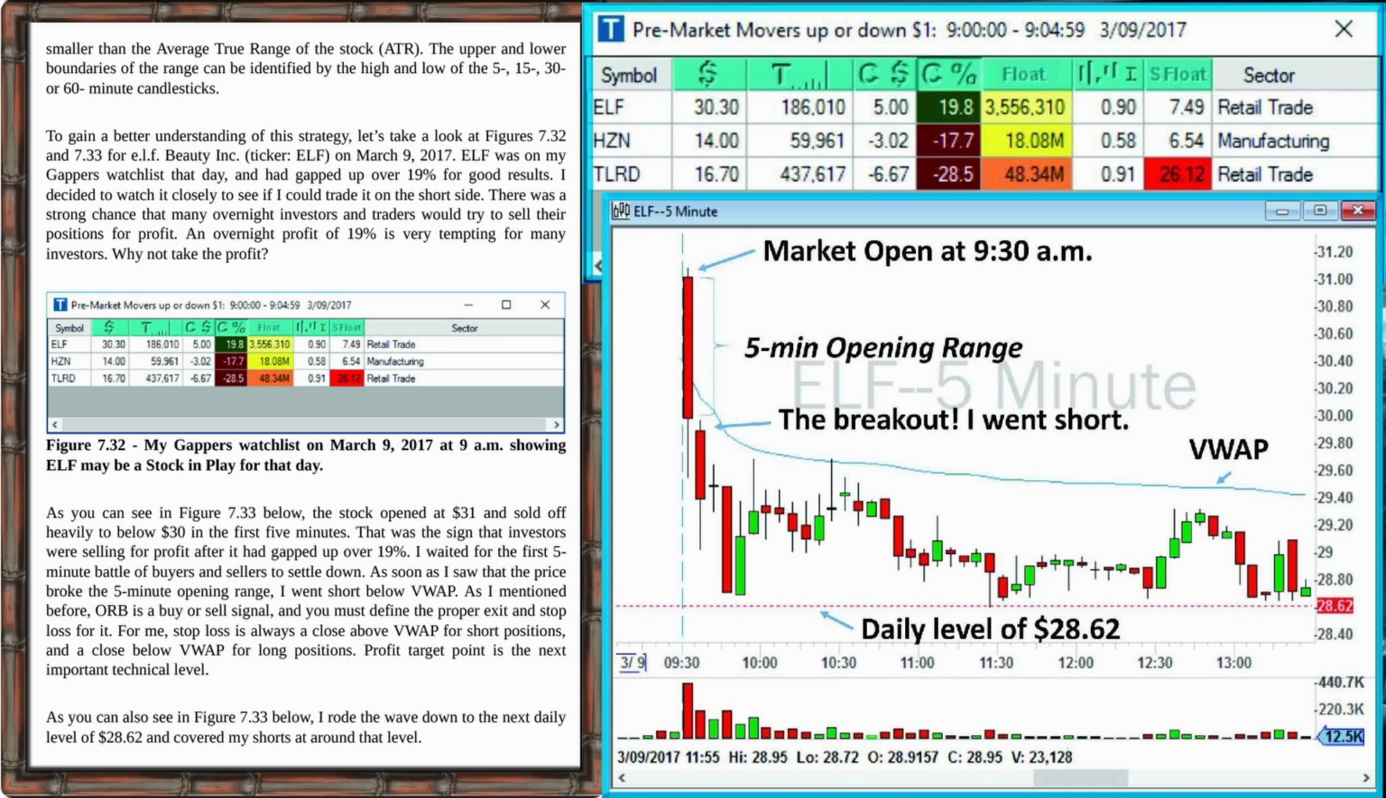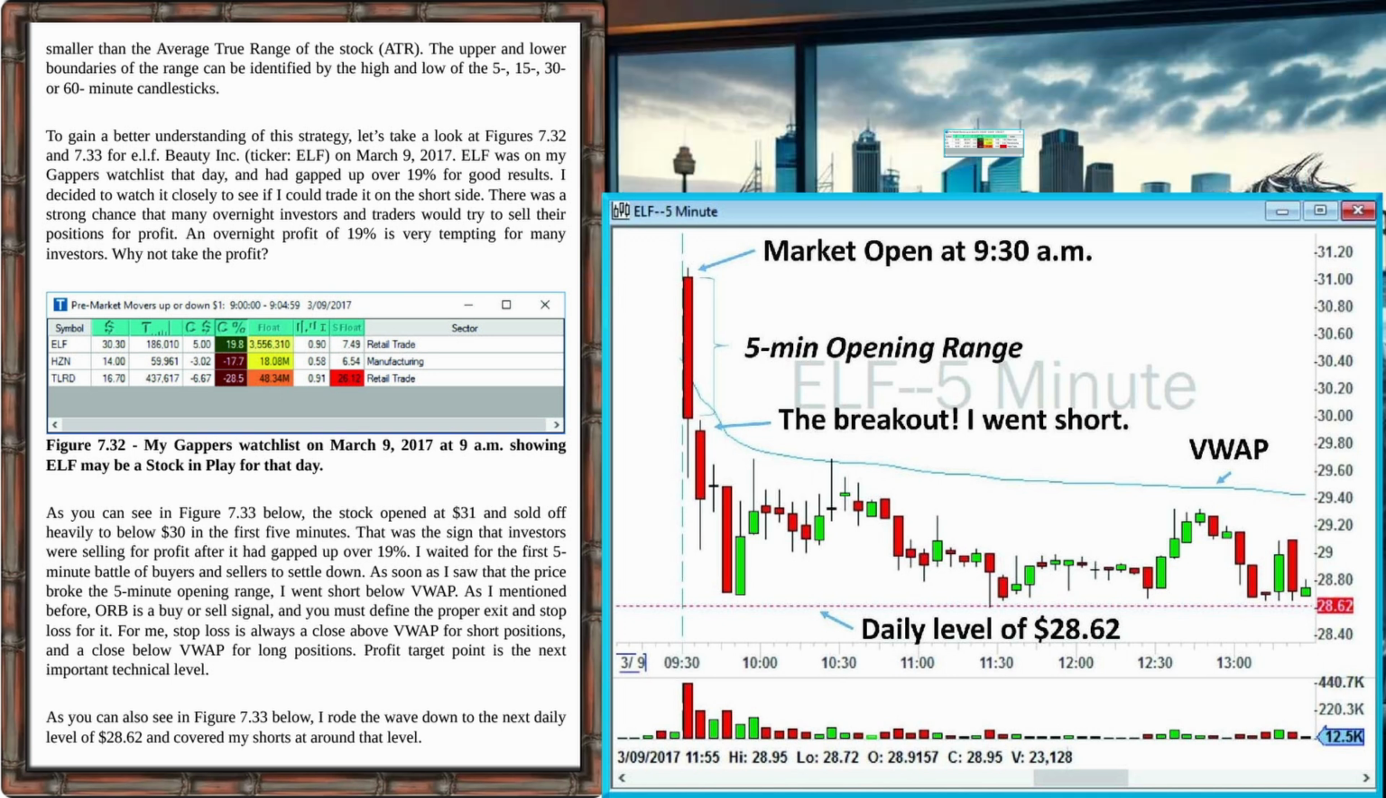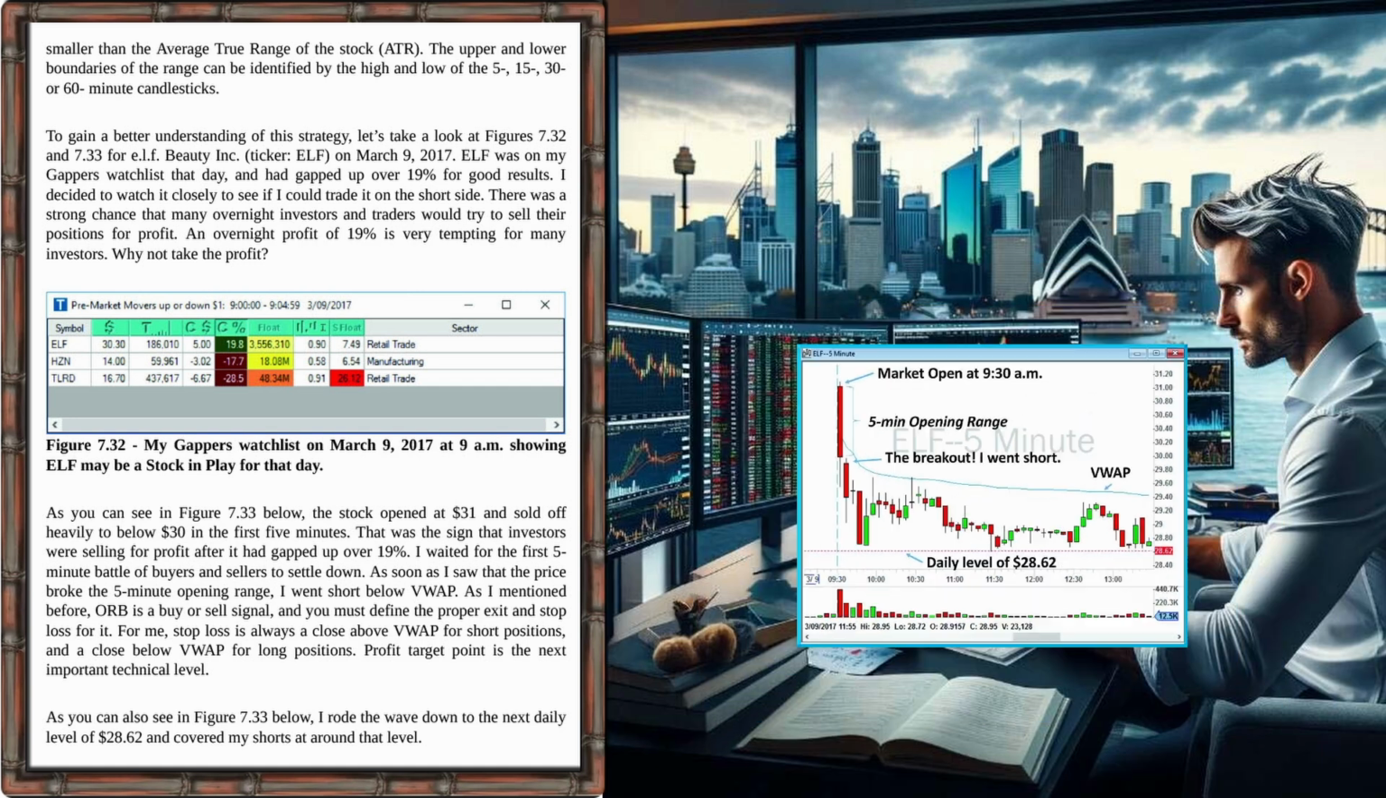As I mentioned before, ORB is a buy-or-sell signal, and you must define the proper exit and stop loss for it. For me, stop loss is always a close above VWAP for short positions and a close below VWAP for long positions. Profit target point is the next important technical level. As you can also see in figure 7.33 below, I rode the wave down to the next daily level of $28.62 and covered my shorts at around that level.